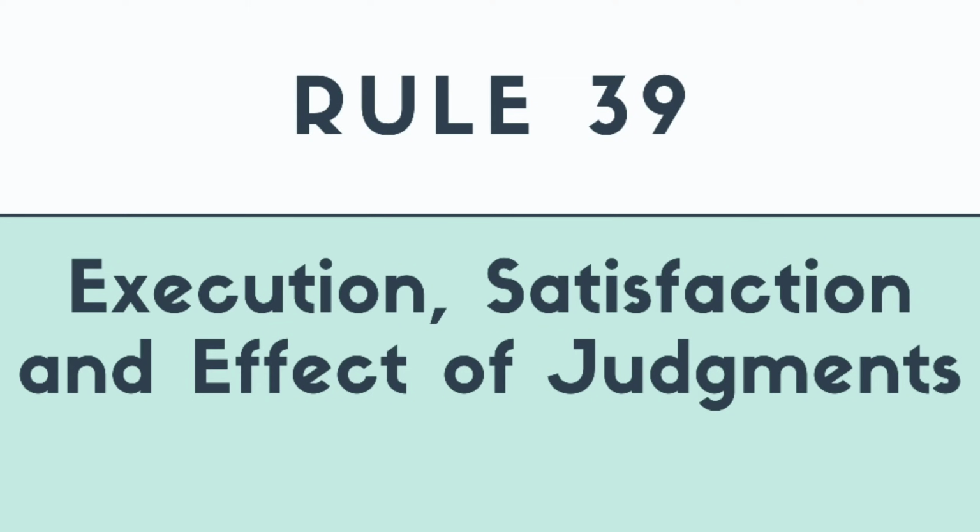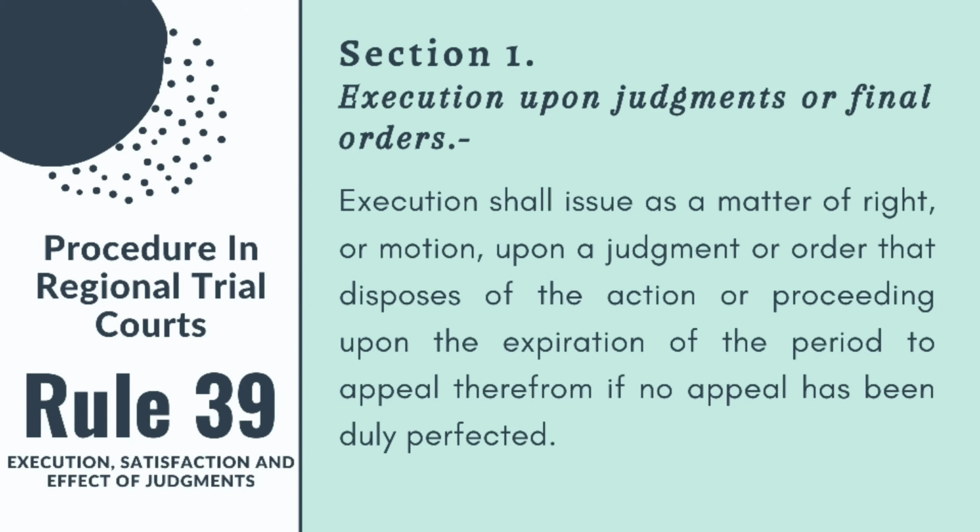Rule 39. Execution, satisfaction and effect of judgments. Section 1. Execution upon judgments or final orders. Execution shall issue as a matter of right, or motion, upon a judgment or order that disposes of the action or proceeding, upon the expiration of the period to appeal therefrom, if no appeal has been duly perfected.